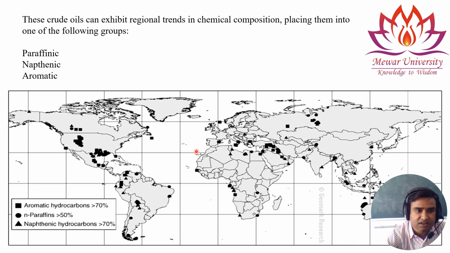You can see the map of the world where the aromatic hydrocarbons are found. These are the square areas, and the black circle is basically paraffinic crude. These are the areas where we can find normal paraffins, greater than 50% of the world's crude. And naphthenic hydrocarbons, this triangle shows you the naphthenic hydrocarbons all around the world.